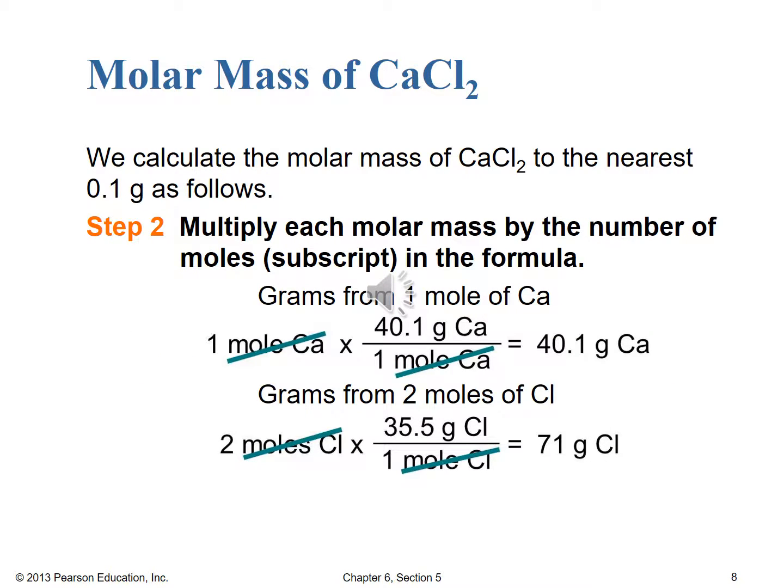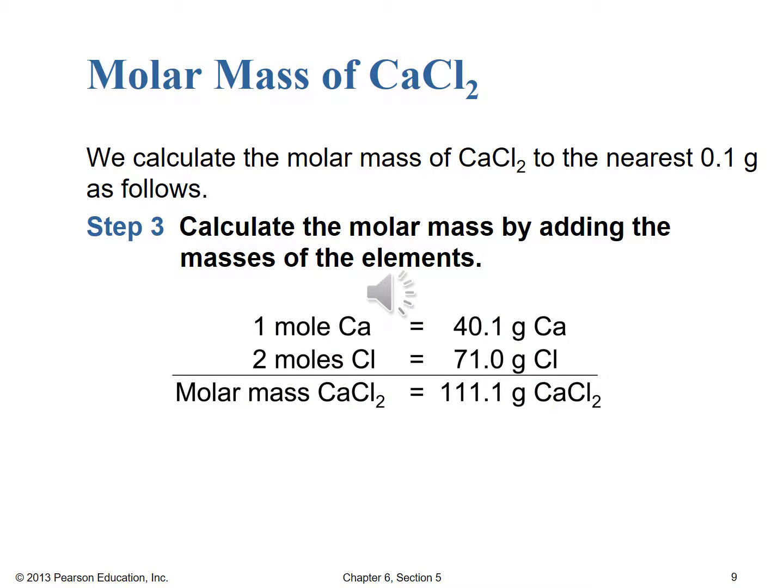Moving on now to step 2, we'll multiply each molar mass by the number of moles, the subscript in the formula. So for calcium chloride, there's just 1 mole of calcium and 1 mole of calcium chloride, so we'll multiply through by 1. All that really does is cancel the unit of moles of calcium and gives us grams of calcium now. For the chlorine, there's 2 moles of chloride and 1 mole of calcium chloride, so we do have to multiply that value by 2, and we end up with 71, technically 71.0 grams of Cl for our mass due to chlorine, or chloride ion in this particular ionic substance.